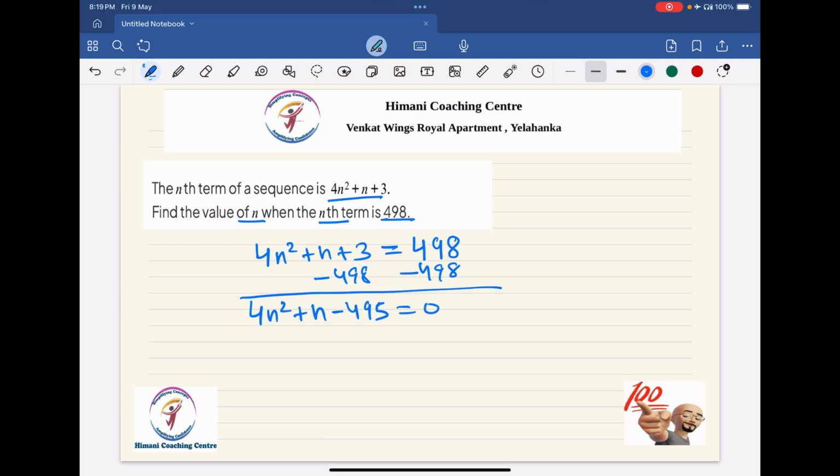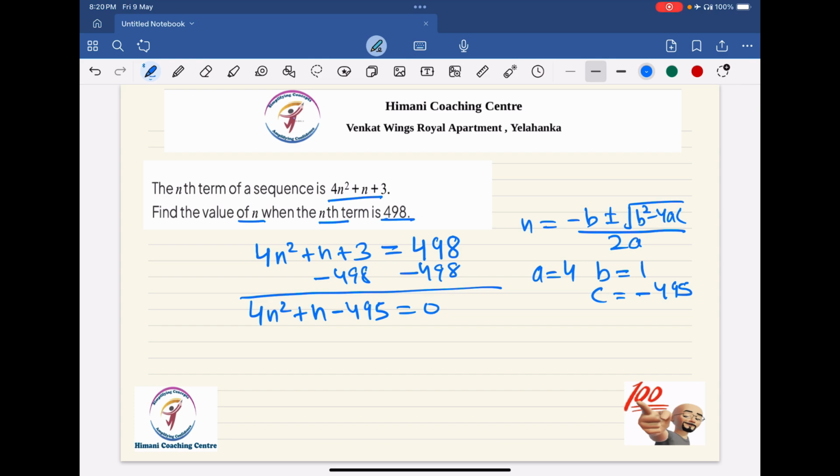Now, in order to find n, what will we do? We will use this formula that n equals minus b plus minus root of b square minus 4ac, divided by 2a. Now, what is a? A is the coefficient of n square, which is 4. What is b? Coefficient of n, which is 1. And what is c? The constant, which is minus 495. Okay, so now we have to solve for this.